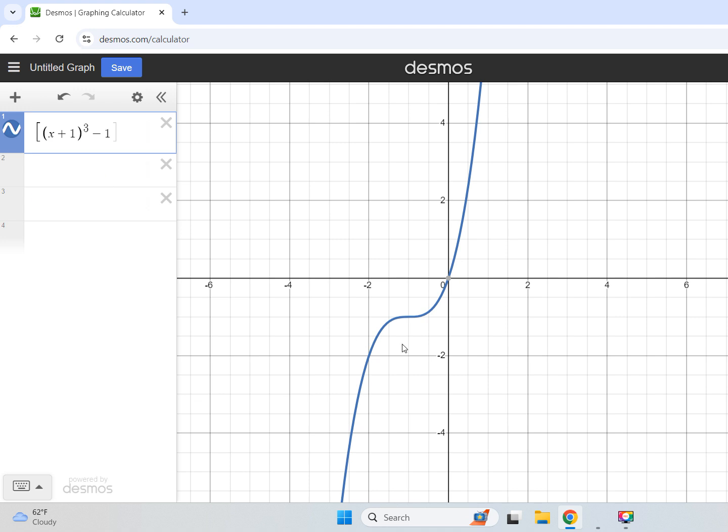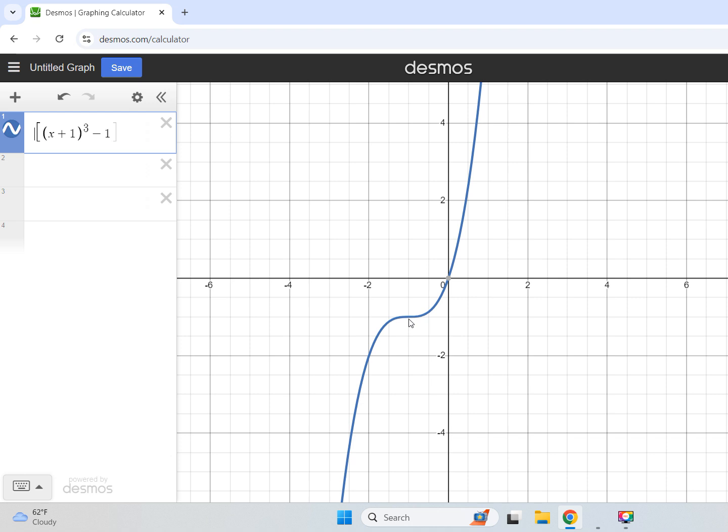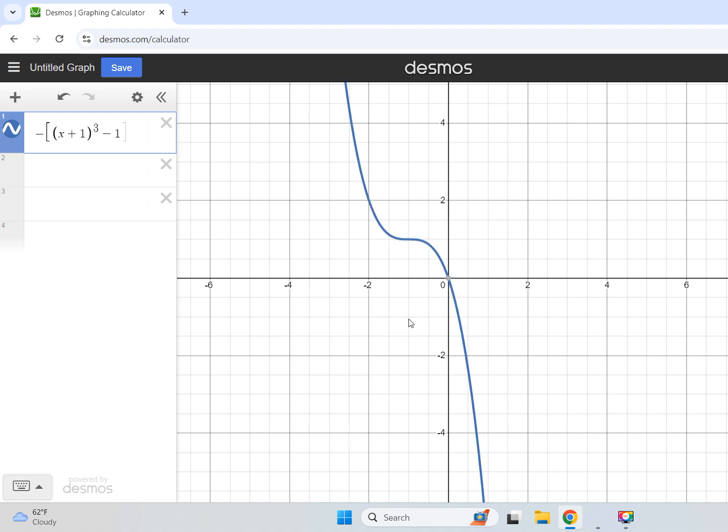So this point here that I'm hovering my mouse arrow over is the point (-1, -1). When I do an x-axis reflection, the x-coordinate won't change, but the y-coordinate will. And see what happened? The y-coordinate of -1 became +1.